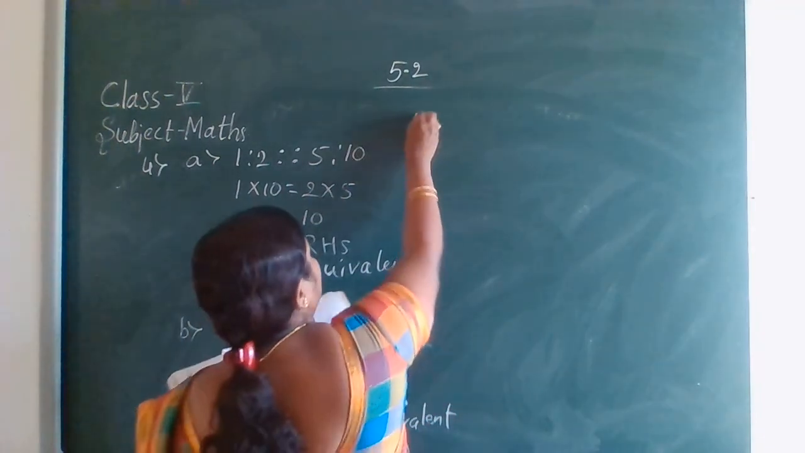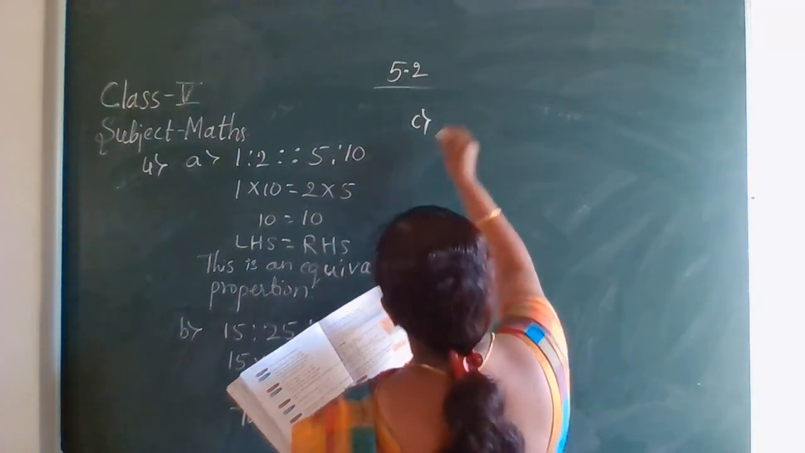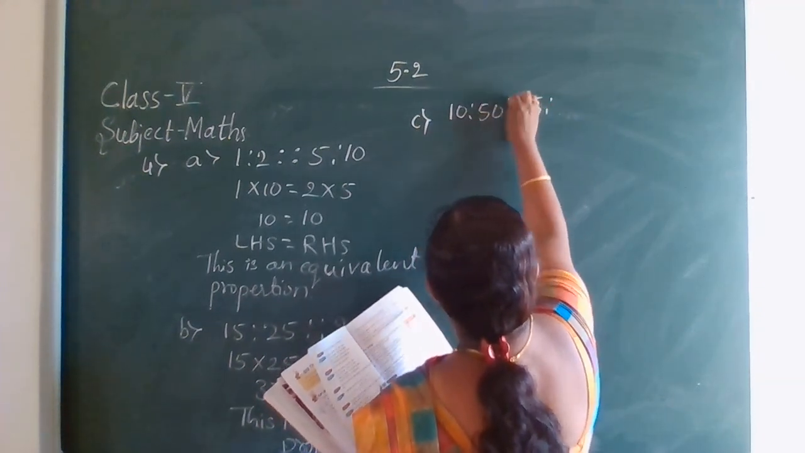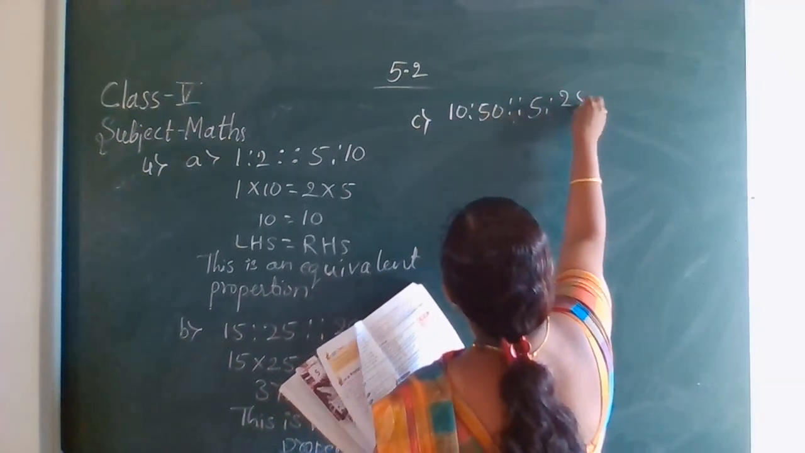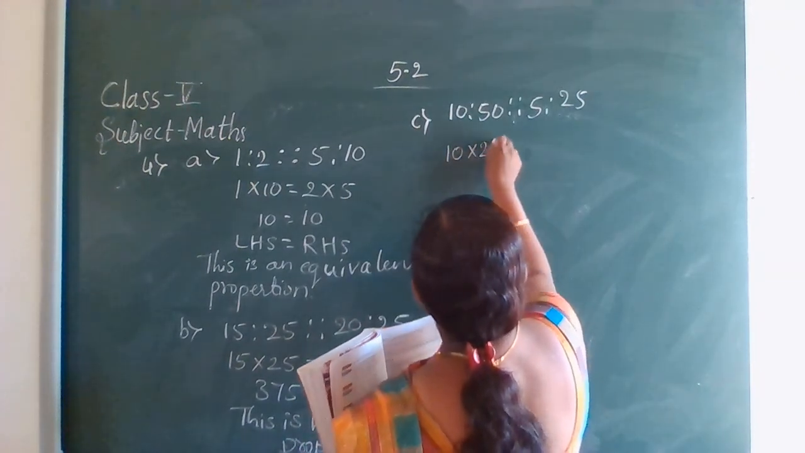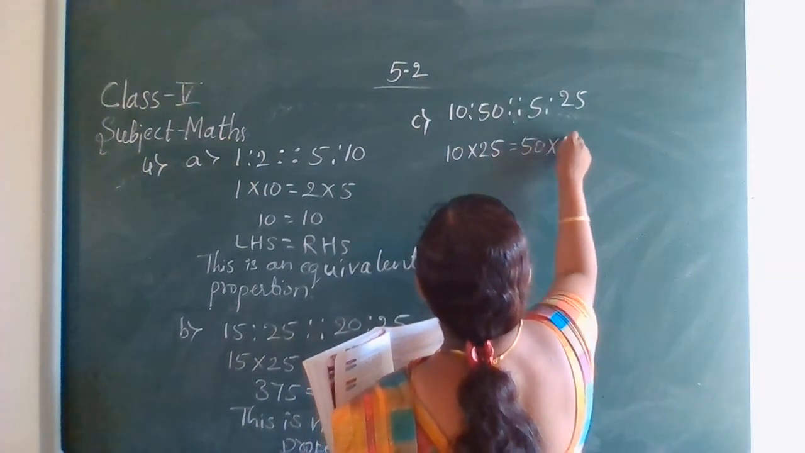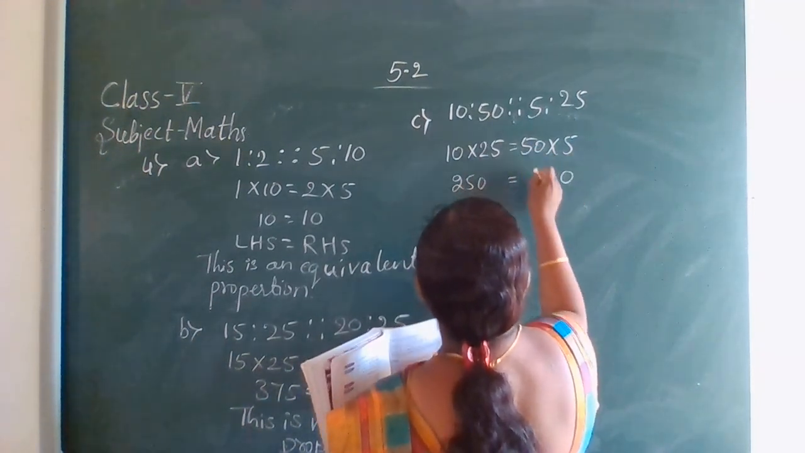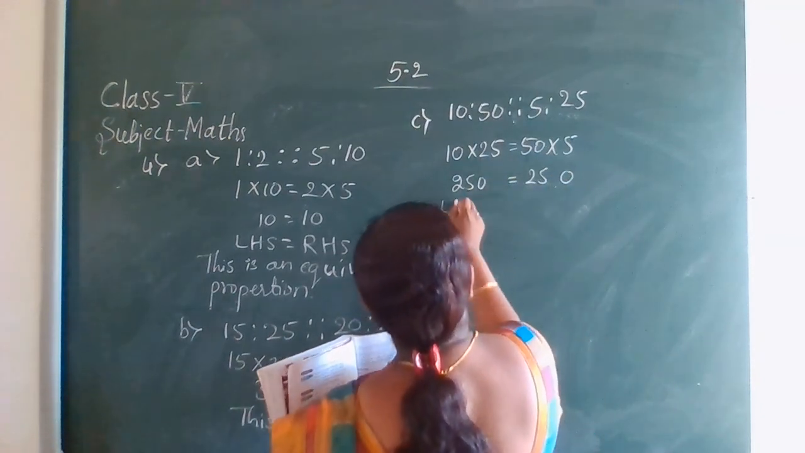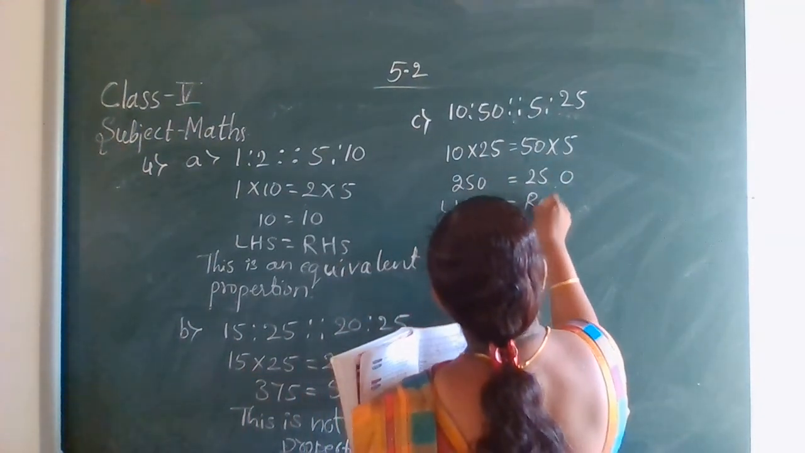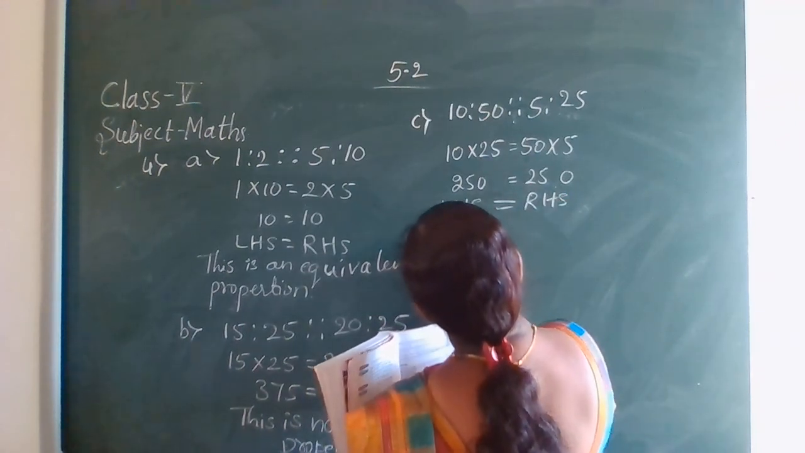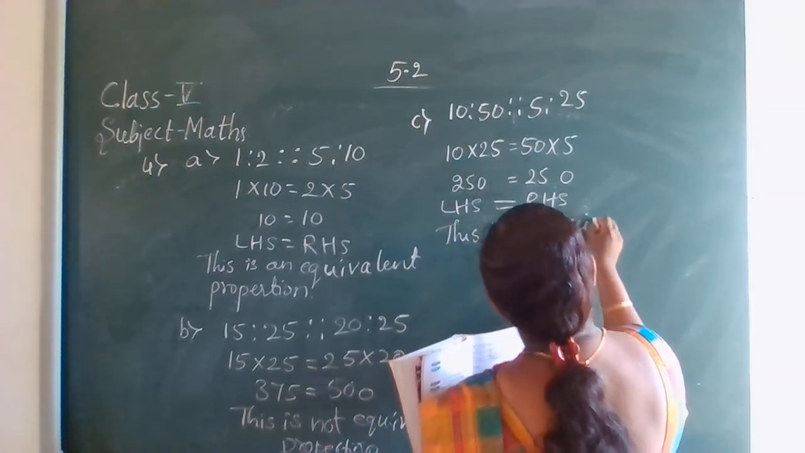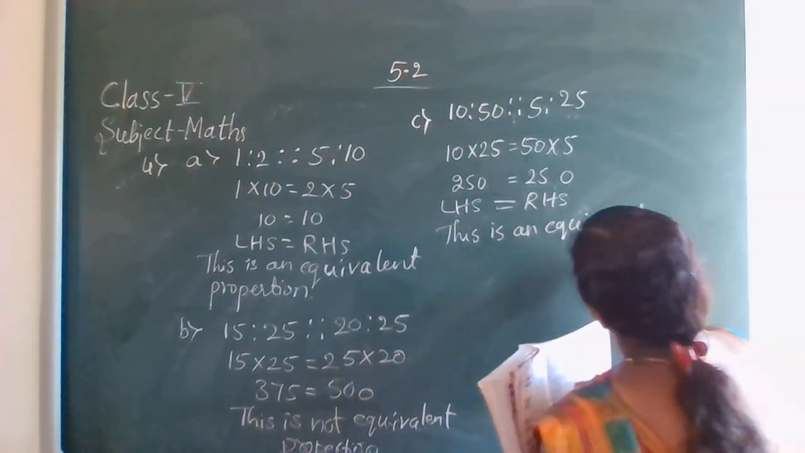Okay, next C. Product of extremes is equal to product of means. 10 into 25 is 250, 5 into 50 is 250. So LHS is equal to RHS. This is an equivalent proportion.